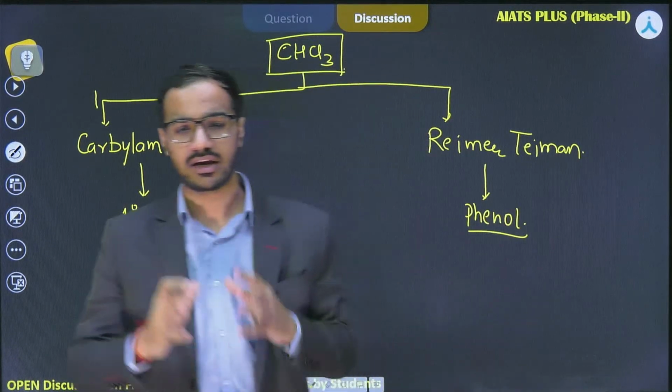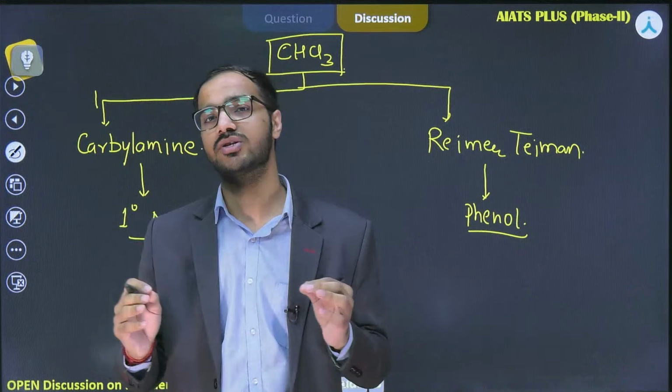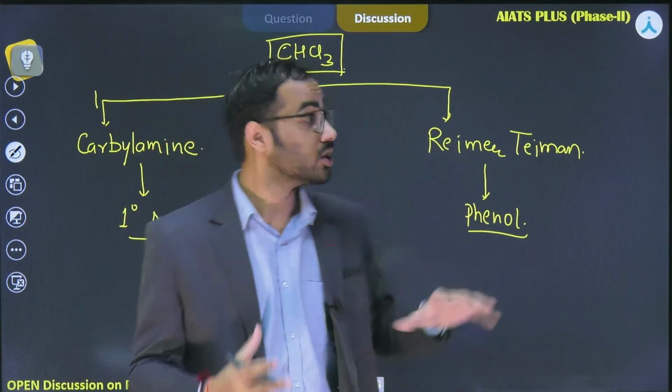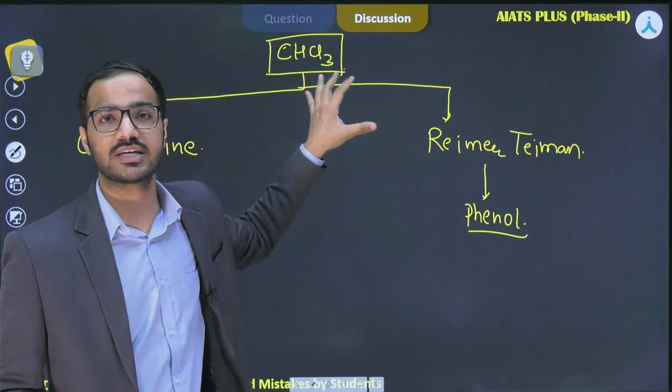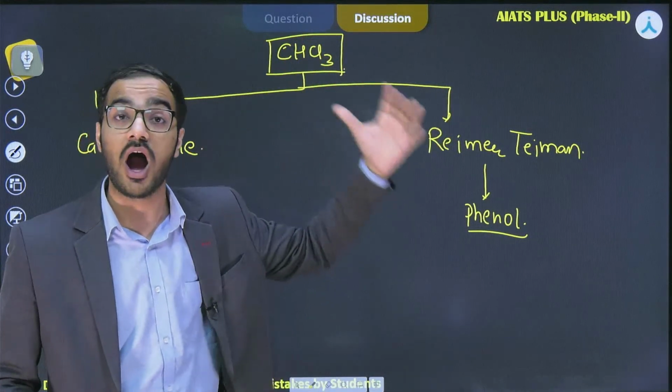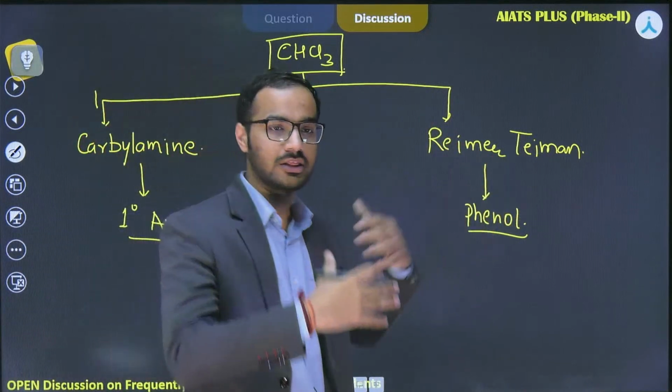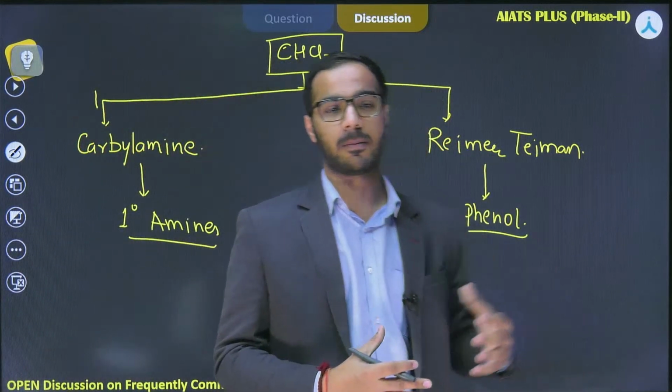So let us study these two reactions in much detail. And the third reaction is the haloform reaction, in which chloroform, iodoform or haloforms are the products of the reaction. So we will go into the depth in the later part of this session. So we will continue.